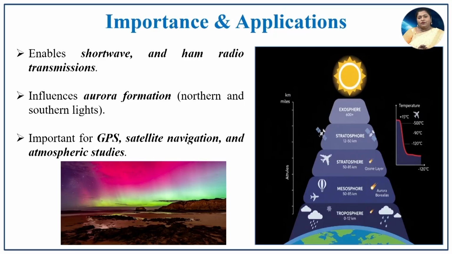The importance of this layer is that it enables shortwave and ham radio transmissions and influences aurora formation, that is the northern and southern lights. It is important for GPS, satellite navigation and atmospheric studies.